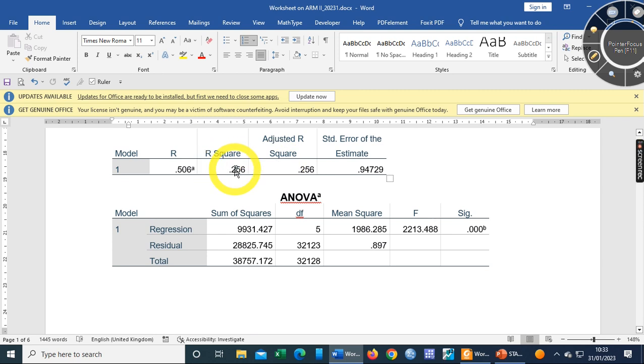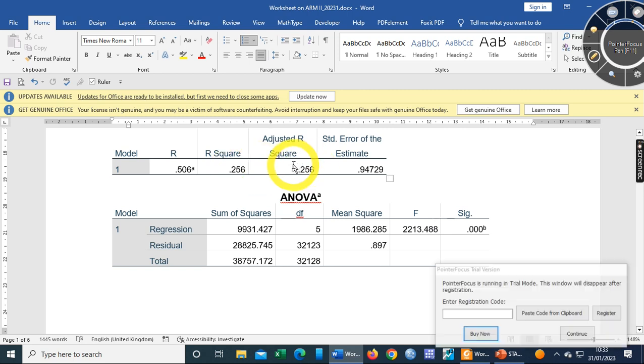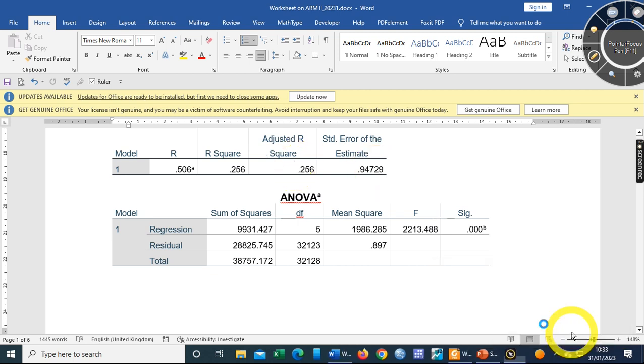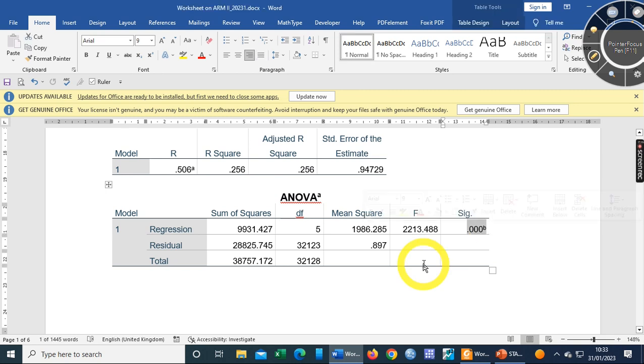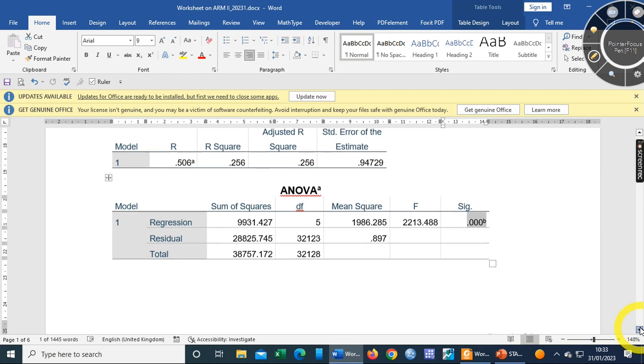R square is 0.256, which implies that 25.6%, it's adjusted r square, and we have also the ANOVA result, and from the ANOVA result you get the p-value of r squared. This enables you to judge whether the calculated r square of the model is statistically significant or not.